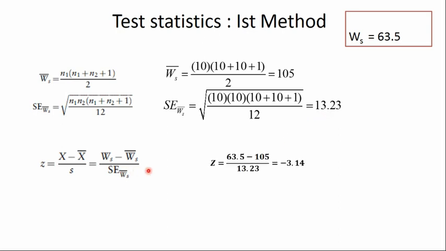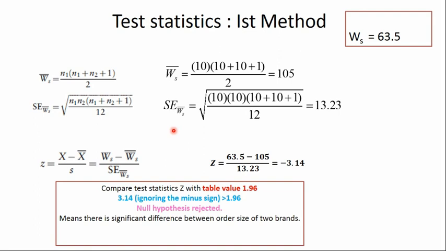Now the calculation of Z. Here Rx is 63.5 and R W bar is 105, divided by the standard deviation 13.23. I got a Z value of minus 3.514, which means this is my calculated value for my test statistic. Now we will compare this value with the table value. Compare the test statistic Z with the table value.